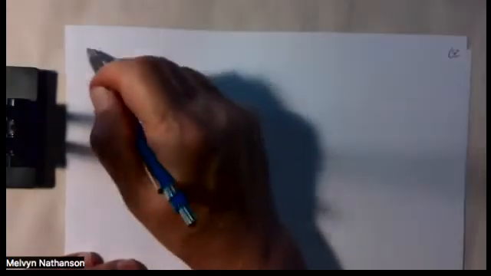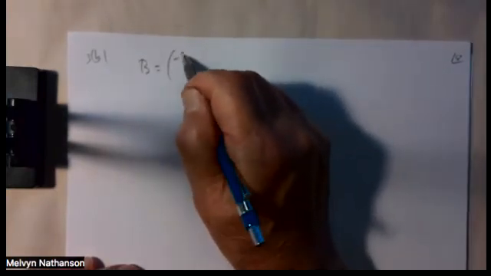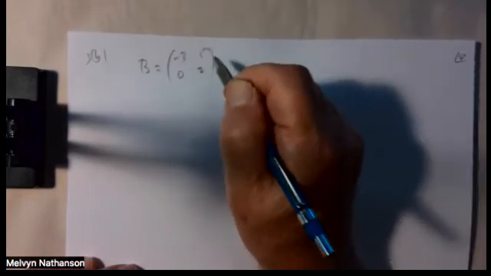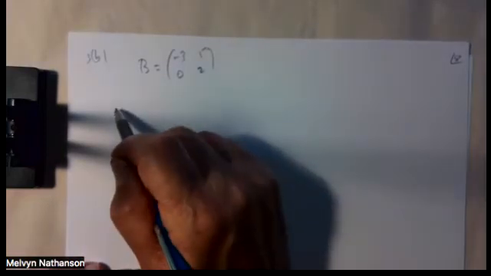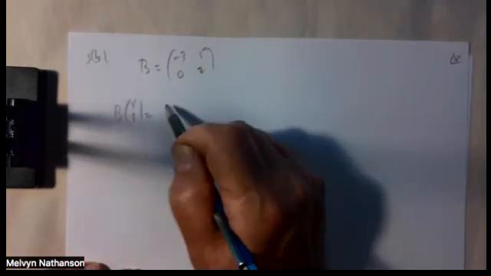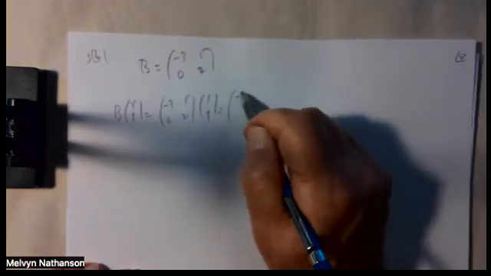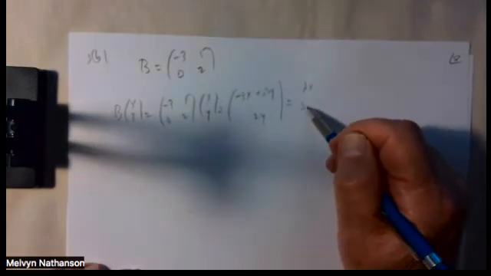Let's do, I don't know, 3b, say. So here I have the matrix B equal to minus 3, 0, 5, 2. So I want to know when is B xy, which is minus 3, 0, 5, 2 times the vector xy, that's minus 3x plus 5y, 0 plus 2y, equal to some lambda x, lambda y.